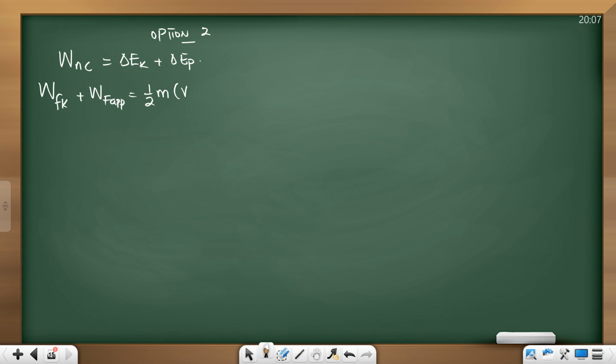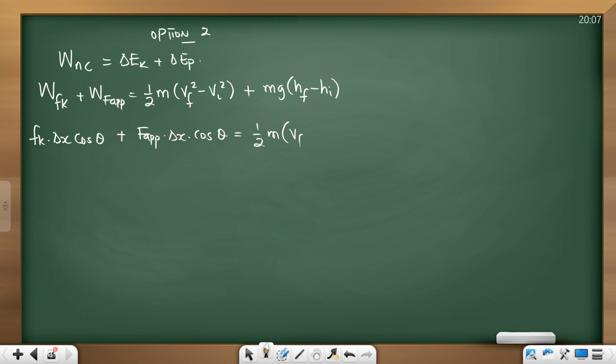Half m VF squared minus VI squared plus mg H final minus H initial. Does that make sense? Because it's mg H final minus mg H initial. Does that make sense to you? Now, what is my frictional force? Fk delta x cos theta plus force applied delta x cos theta. I'm rewriting this formula. Do you notice I am not using anything called sine here?